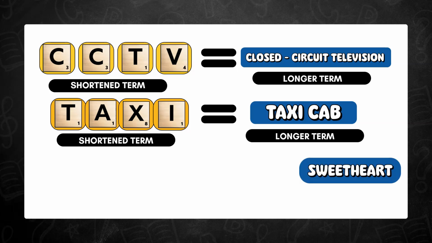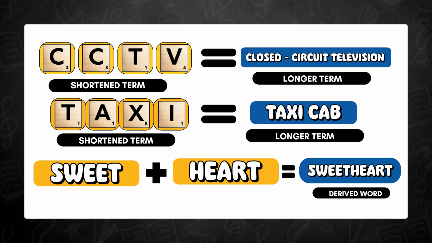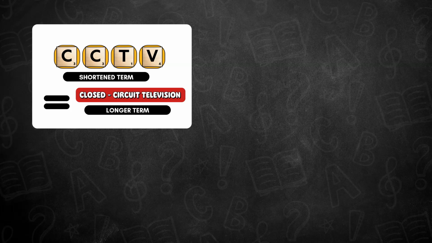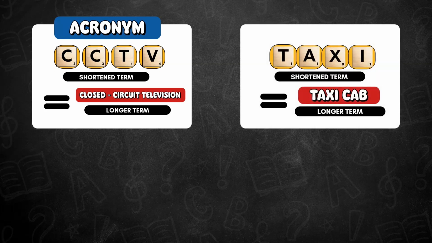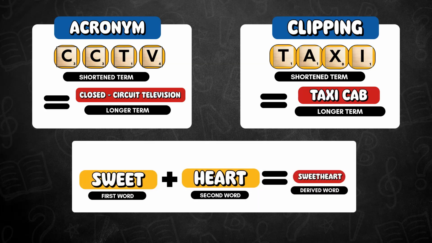Or the word sweetheart. How many words do you think are there? 1, 2, or 3? Sweet plus heart becomes sweetheart. Hence, there are 2 words. Amazing, right? Yet, why do we need to talk about these words? It's because these words are examples of the word processes that we are going to learn today. CCTV, or closed circuit television, is an example of an acronym. Taxi, or taxicab, is clipping, and sweetheart is compounding.